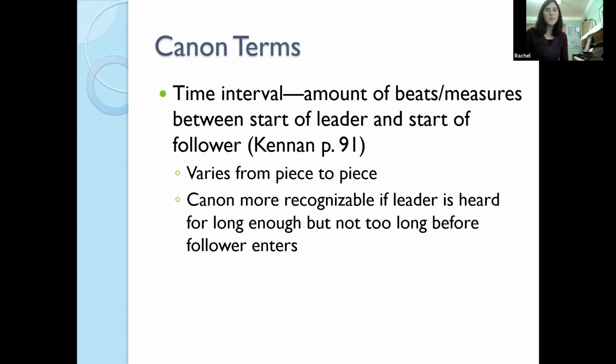But you also have to be careful that you don't have your leader go on for a super long time before the follower enters. If your leader is just going on and on and on, you won't necessarily remember the beginning of the leader by the time the follower enters. And then you don't really get what's going on, okay?